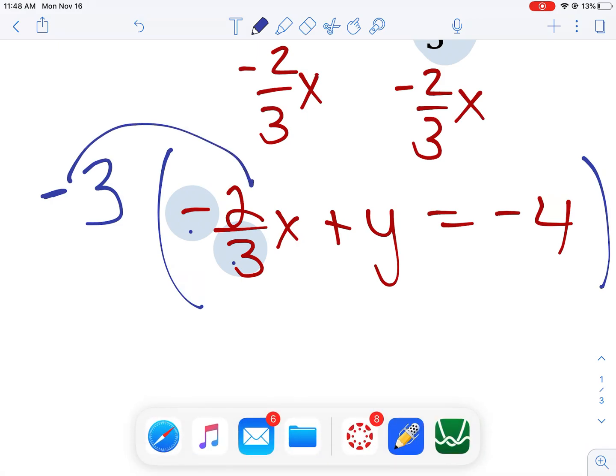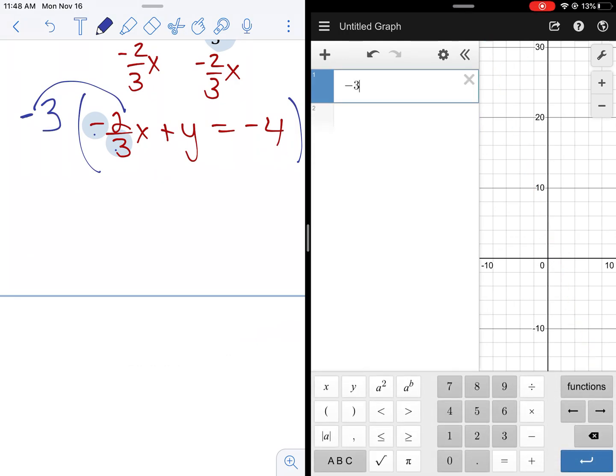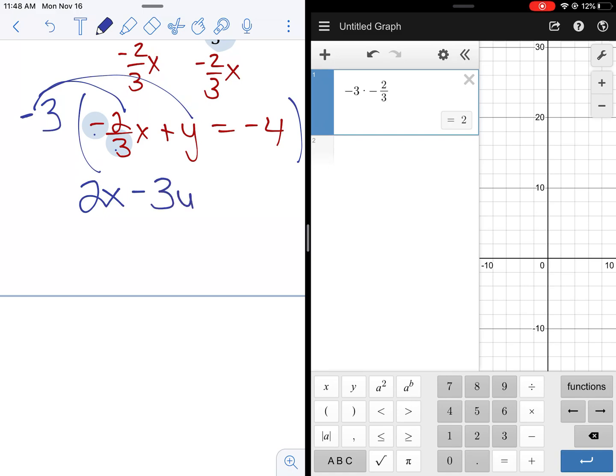-3 times -2/3. You could always do that on a calculator if we're not sure. So -3 times -2/3, and we get positive 2x. -3 times y is -3y, and -3 times -4 is positive 12. And that's it.